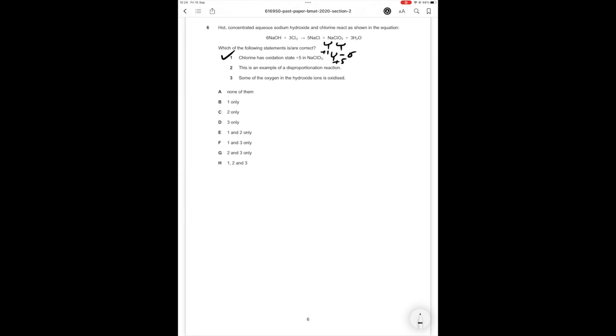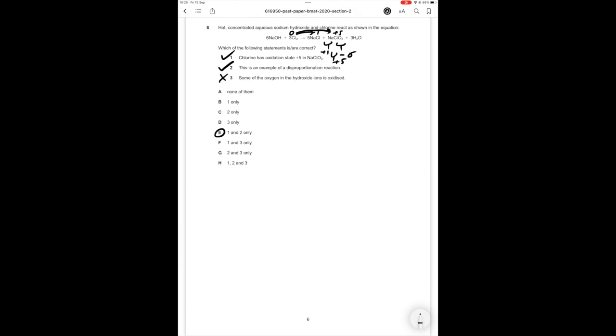2. This is an example of a disproportionation reaction. Let's see. Chlorine here has a charge of 0, here it has a charge of -1, and here it has a charge of +5. So therefore, it's been both reduced and oxidized, and therefore this is a disproportionation reaction, and chlorine is undergoing disproportionation. 3. Some of the oxygen in the hydroxide ions is oxidized. This is not true, so we can put an X there. So therefore, only statements 1 and 2 are correct, and the correct answer option in this case is E.